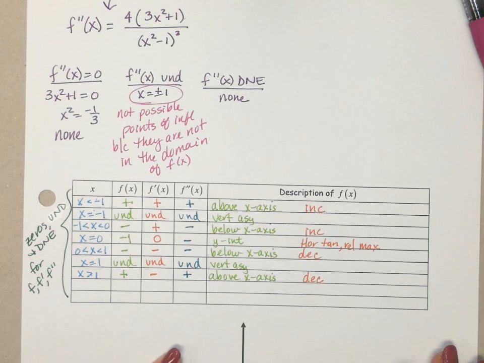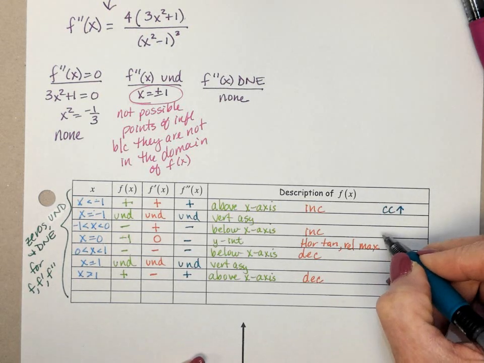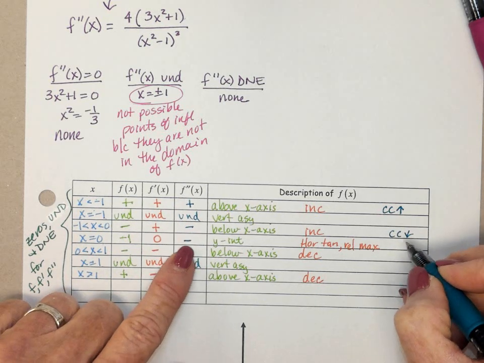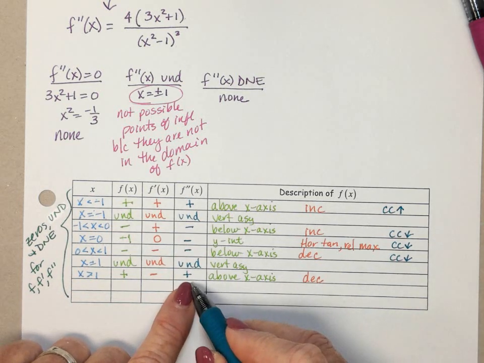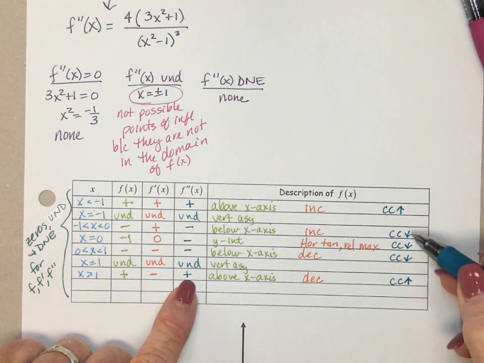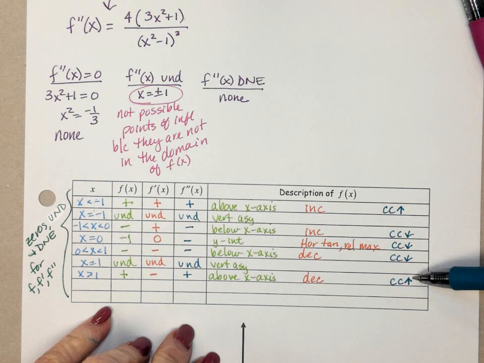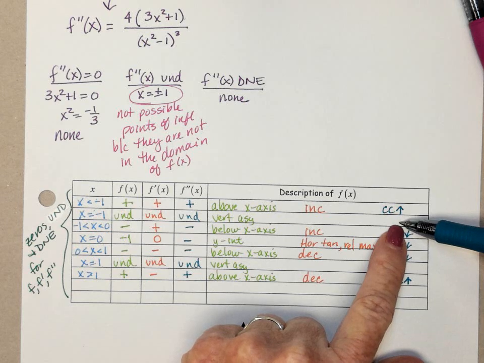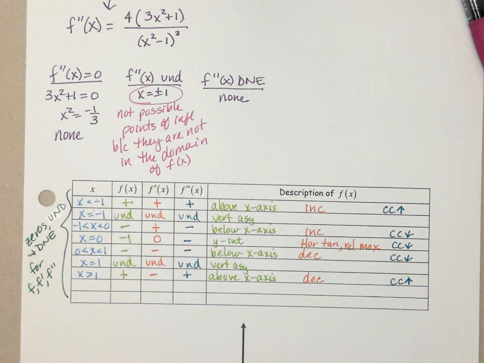And F double prime tells us about concavity of F. So we have a concave up. Here F double prime is negative, so F is concave down. And the last one, F double prime is positive, so this section is concave up. No points of inflection. We definitely have change in concavity here and here. However, in order for there to be a point of inflection, there would have to be a tangent line here. There is no tangent line. There's a vertical asymptote there. There can't possibly be a tangent line on an asymptote.